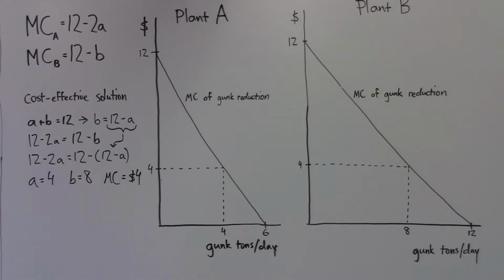This is one of the main arguments for incentive-based environmental regulations. Incentive-based regulations require less public knowledge about the variation in plants' marginal costs of environmental protection. One possible solution would be to impose a gunk tax on the two plants. By forcing the firms to pay the city for every ton of gunk they emit, the firms will have an incentive to reduce their emissions.